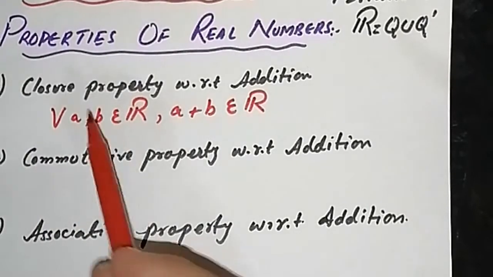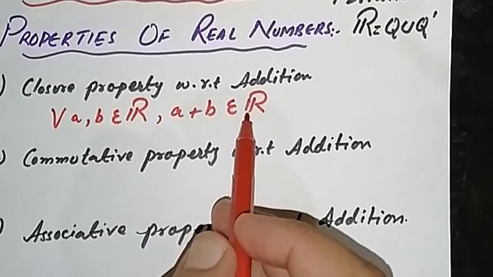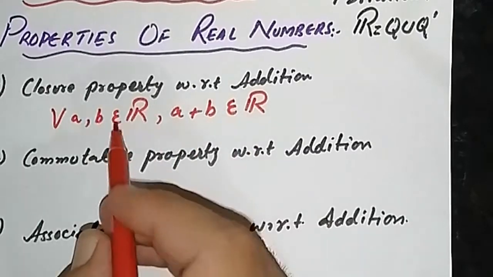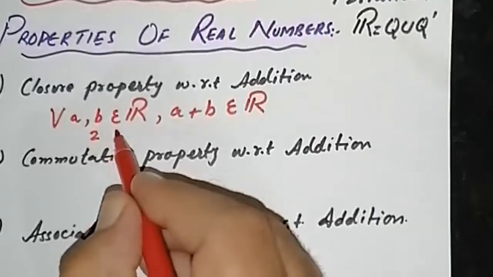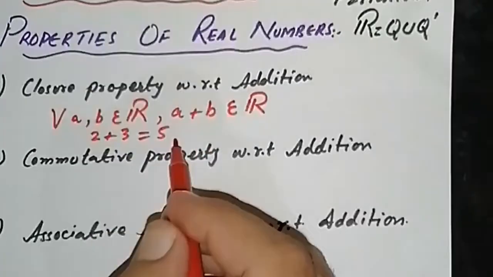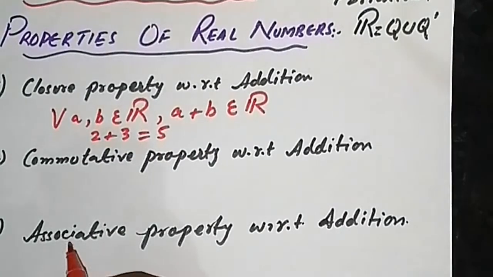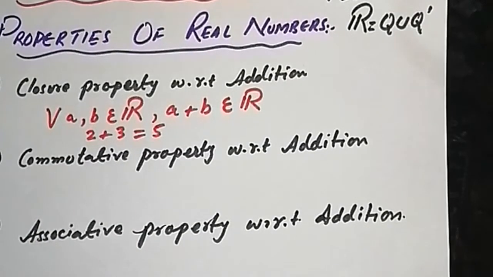It means that a and b are any two real numbers. If we combine these two real numbers, the answer is also a real number. So we can say that 2 plus 3 is equal to 5. That is also a real number.